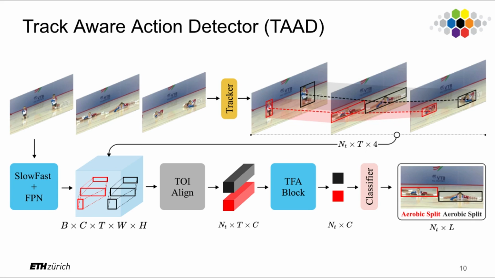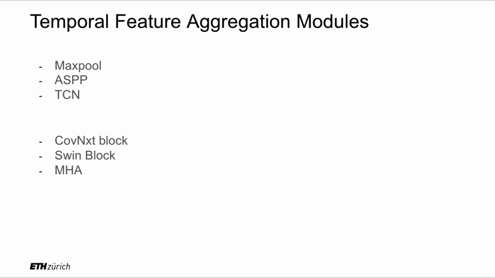Given an input clip with frames, we extract features using a video network and, in parallel, per-actor tracks from an offline tracker. A track-of-interest align operation extracts per-track features into an array. Next, a temporal feature aggregation module aggregates the features along the temporal dimension and passes them to a classifier for action labeling. We tried various temporal feature aggregation modules. Some of them worked, and some of them did not result in stable training.